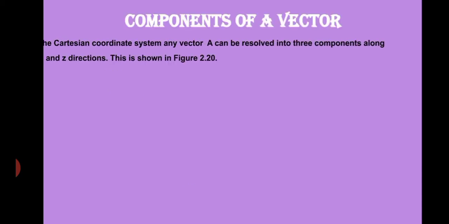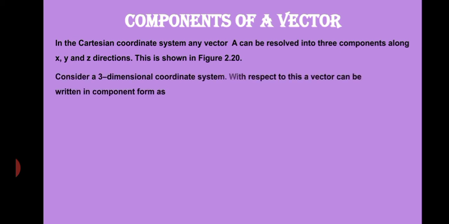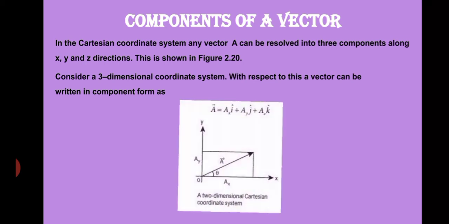Components of a vector. In the Cartesian coordinate system, any vector A can be resolved into three components along x, y, z direction. This is shown in figure 2.20. Consider a three-dimensional coordinate system. With respect to this, a vector can be written in component form as A vector is equal to ax i cap plus ay j cap plus az k cap.